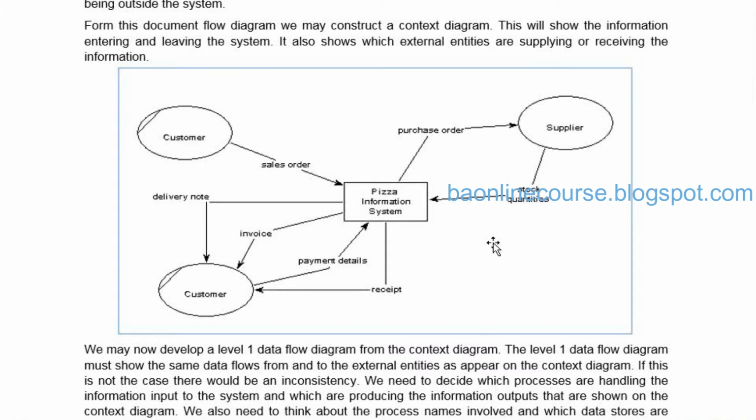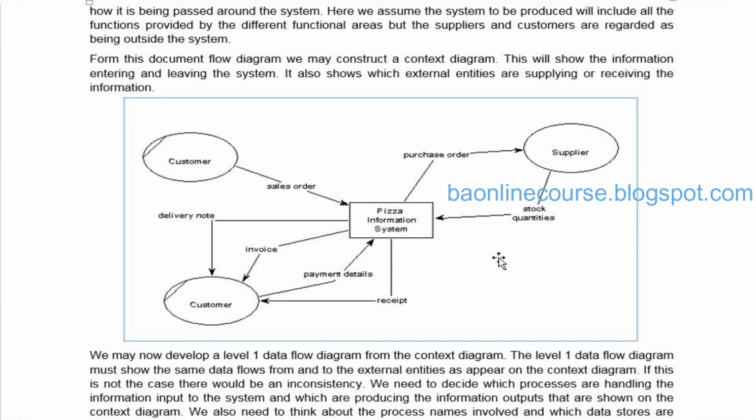And then you would process that sales order, and you would provide the pizza along with the receipt and the delivery note, right? You send the invoice, and then we get the payment details as well. So these are the interactions with the customer. Then the pizza information system would also prepare a purchase order and send it to the supplier. The supplier would respond with the stock quantities, and that are updated in your system, right? So these are the external entities, and the whole system you are considering as one single process.